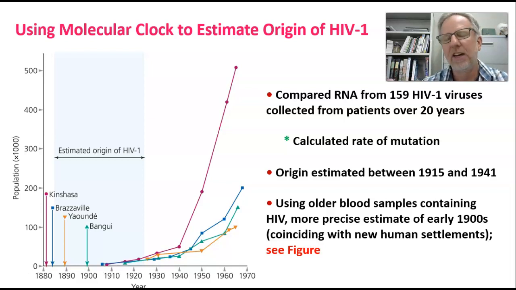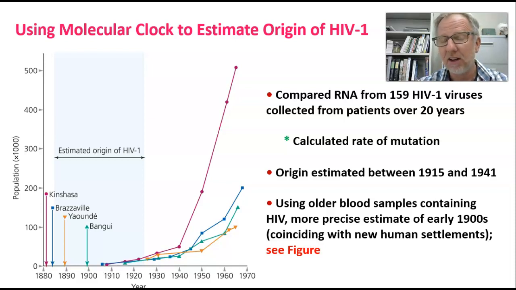So that's quite a time range, and it would be great if we could narrow that down. That range existed because of the limited amount of data we have over a 20-year period for HIV. Well, biologists were able to get some older blood samples that existed in, for example, the Democratic Republic of the Congo, and those older blood samples also contained HIV. And so they were able to get a more precise estimate by looking at the mutations in those older blood samples, and including those, we get a more precise estimate of the early 1900s using that molecular clock. So that's what the graph here is showing you.